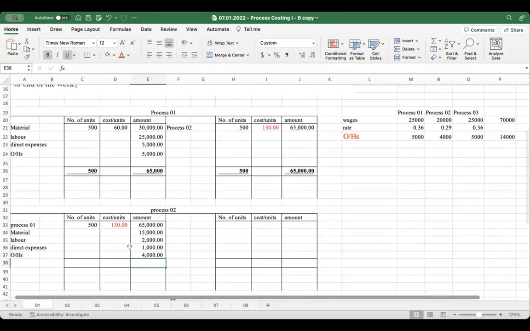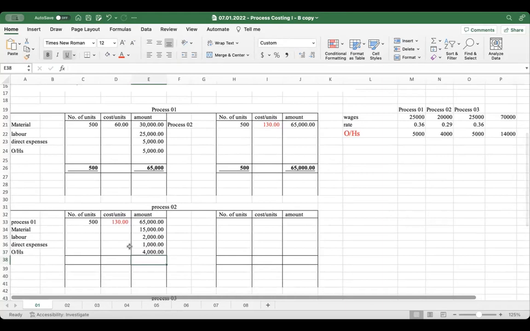Clear? Is it clear? Up to so far, is it clear? We got the brought forward value from process 1. That is 65,000. Then we put the direct costs and overhead costs. These costs are incurred in process 2. So again, units will be 500. Let's take the summation.